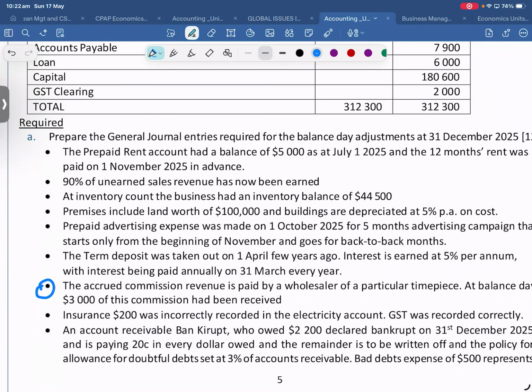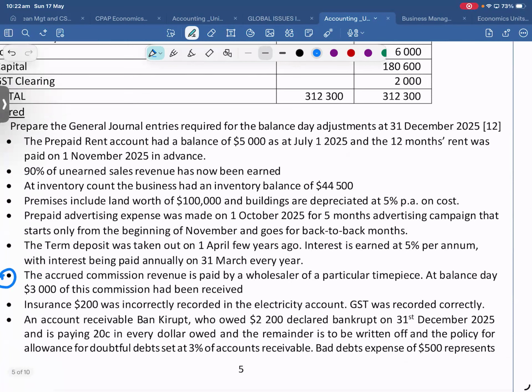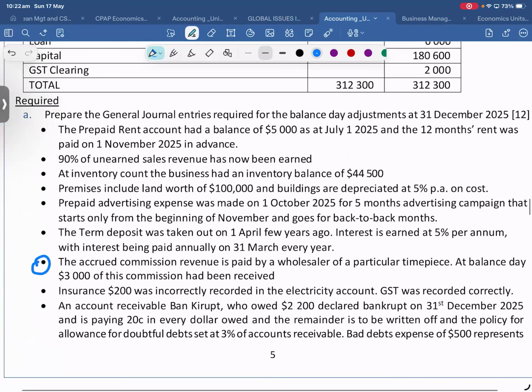Unless otherwise stated, that is not recorded in the double entry. That means always we have to run the double entry for the additional information. Remember that. So if you come across it in the additional information, it means not recorded. So you have to make sure that you are doing the double entry. That's what we are doing. Now, accrued commission had been received on the balance day. Probably they haven't recorded it. That's why they are telling us there was a double entry for that.